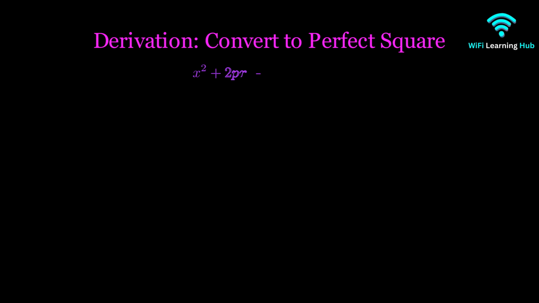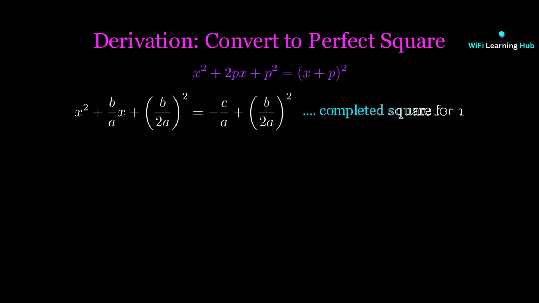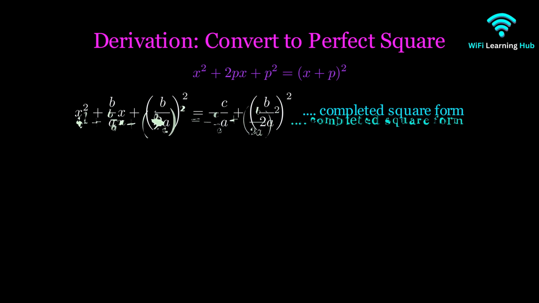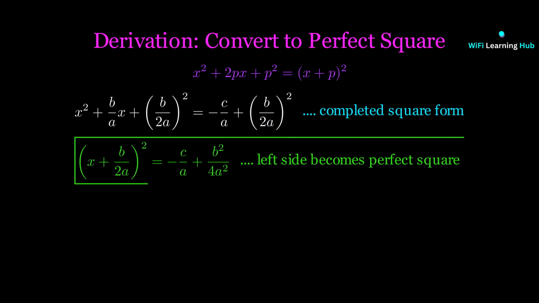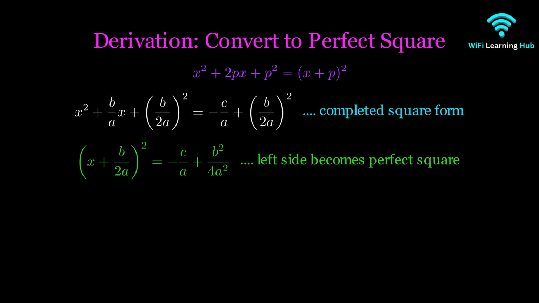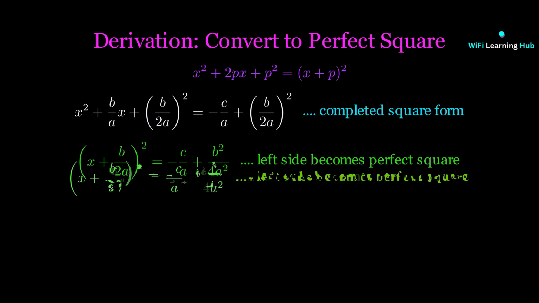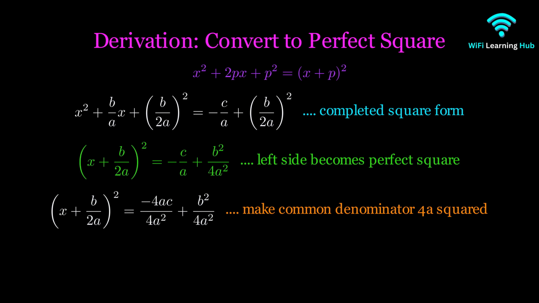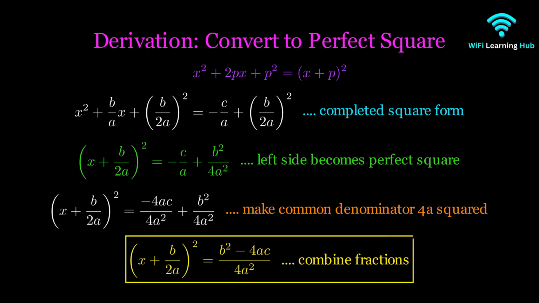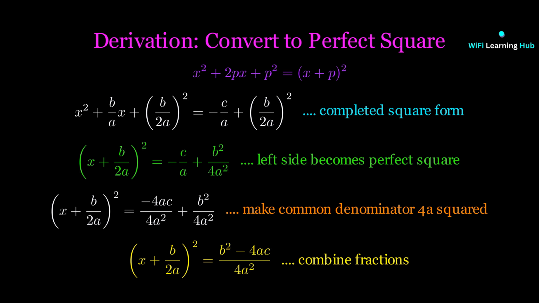Add the square value to both sides, because we are working with an equation. Now we convert the left side into a perfect square using the identity. This completed expression is now ready to become (x plus b by 2a) whole squared. The left side becomes (x plus b by 2a) whole squared. Now simplify the right side using common denominator 4a squared. After combining, we get (b squared minus 4ac) divided by 4a squared.